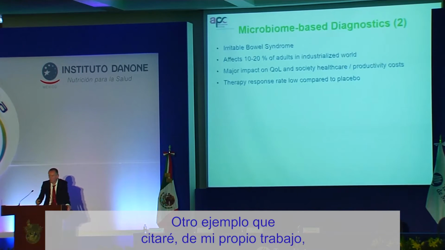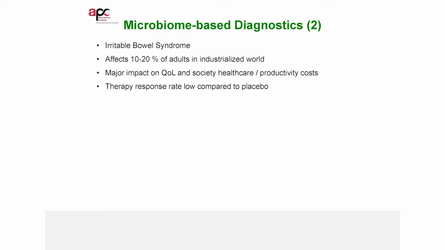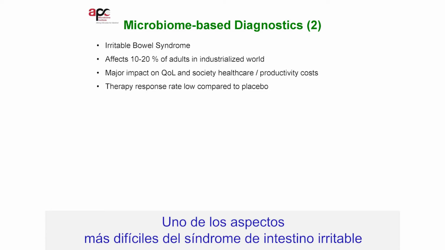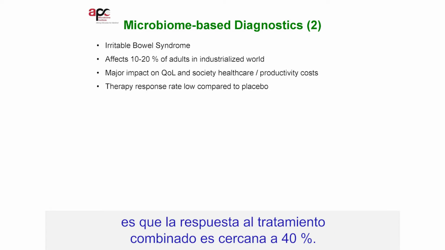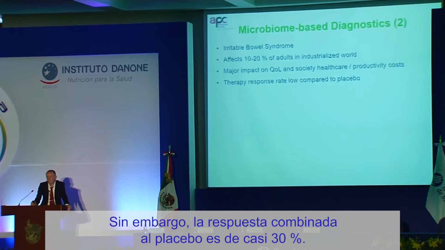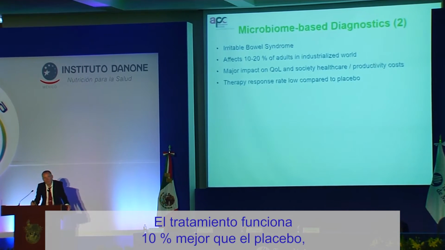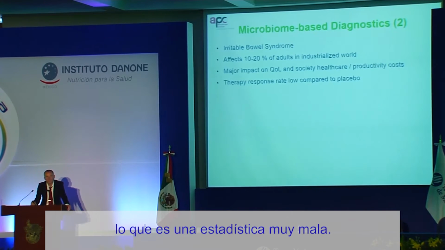Another example I'm going to quote from my own work is irritable bowel syndrome. And one of the most difficult aspects of IBS is that the combined therapy response rate is about 40%, but the combined placebo response rate is about 30%. So treatment works 10% better than placebo, which is really a terrible statistic.